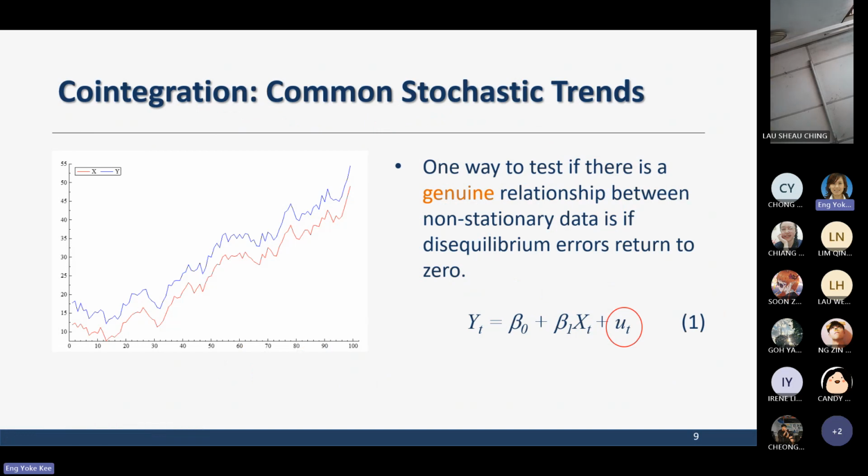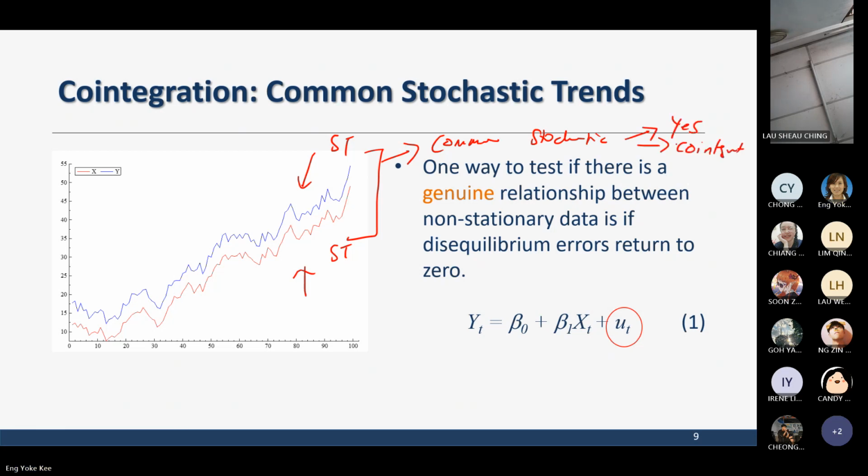Now, our basic understanding is very simple. Is there any genuine relationship between X and Y? It depends on whether they are sharing a common stochastic trend or not. If it's common for both, then yes, there is a co-integration. So over the years, these two will move closely with one another. They move together, and then they converge to the long-run relationship, if that is a common stochastic trend.